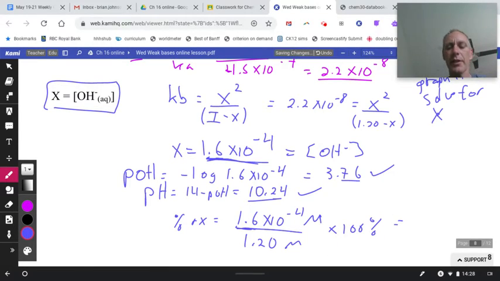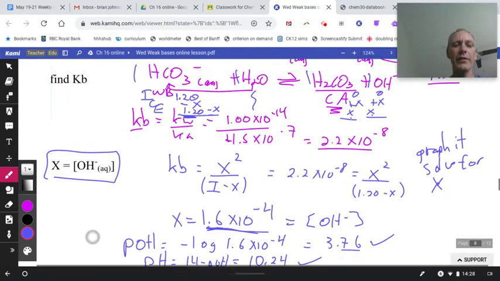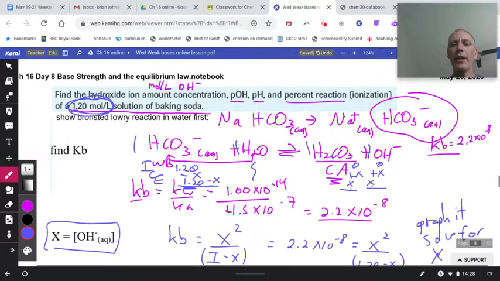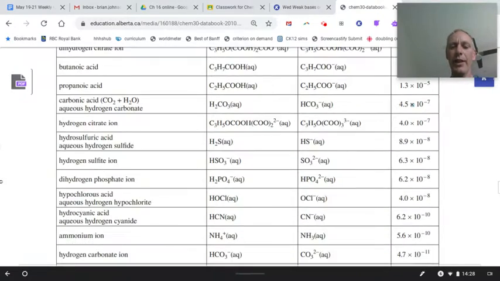Okay, so that's the same. I can't carry all my digits through, so I'm just going to round this one for simplicity. 1.6 times 10 to the negative 4 divided by 1.2 times 100%. 0.013%. Wow. That is not a very high percentage of reaction, which tells us that HCO3 minus is a fairly weak base.